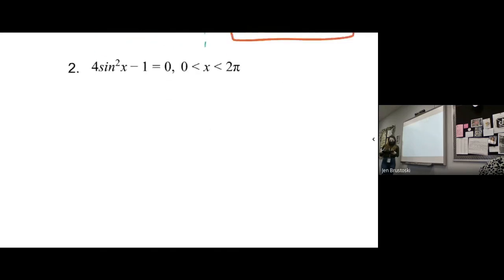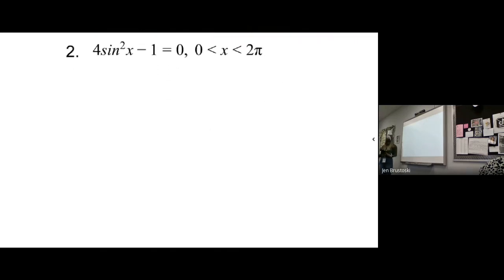So let's look at number 2. Let's factor it together, and then I'm going to leave it for you guys to solve the rest of the way on your own. Okay, so I've got 4 sine squared x minus 1 equals 0. Let's replace sine of x with u.